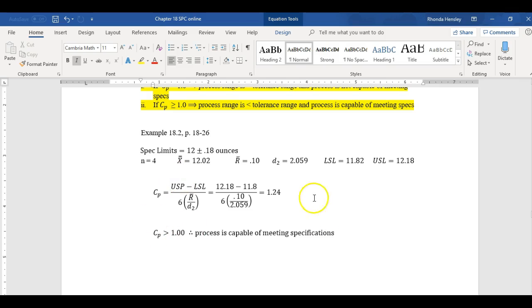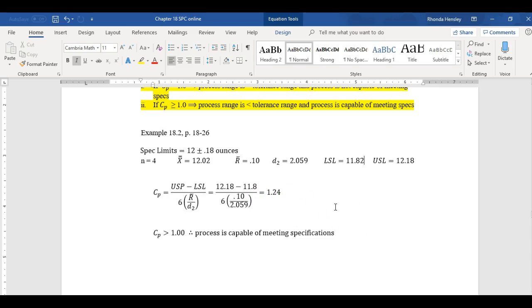So I put my numbers in. I've got my 12.18 minus 11.8 in the numerator. The denominator, I've got 6 times my average range of 10.10 divided by 2.059. That's my D2 value. And I came out with a measurement of 1.24.